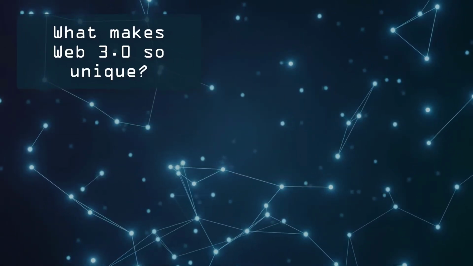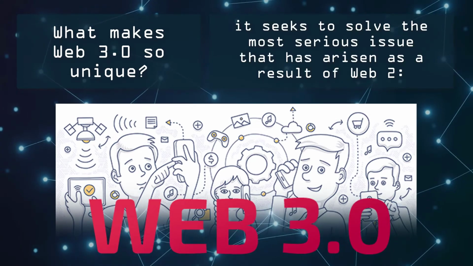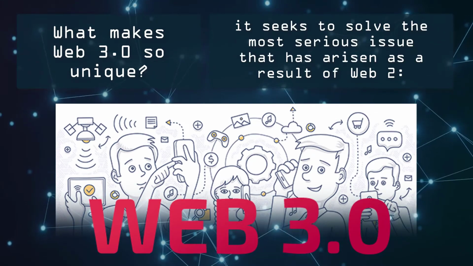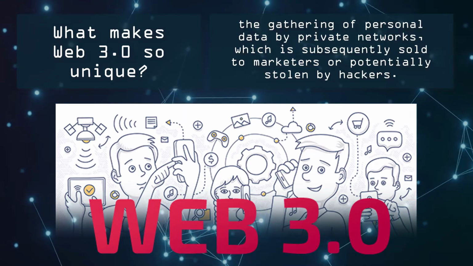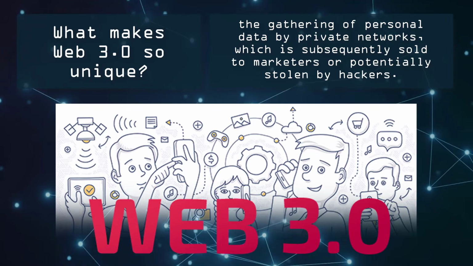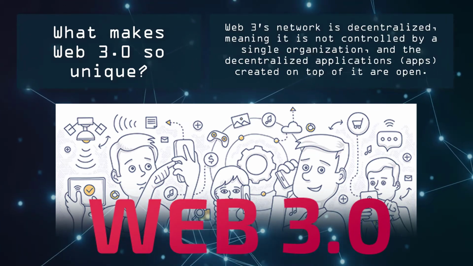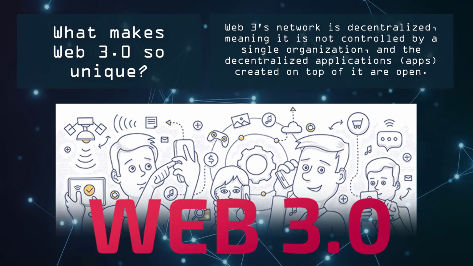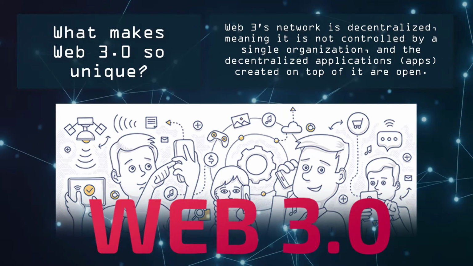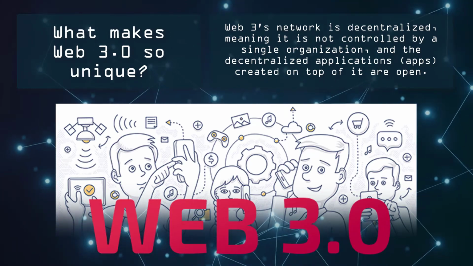Web 3's major benefit is that it seeks to solve the most serious issue that has arisen as a result of Web 2, the gathering of personal data by private networks, which is subsequently sold to marketers or potentially stolen by hackers. Web 3's network is decentralized, meaning it is not controlled by a single organization, and the decentralized applications created on top of it are open.